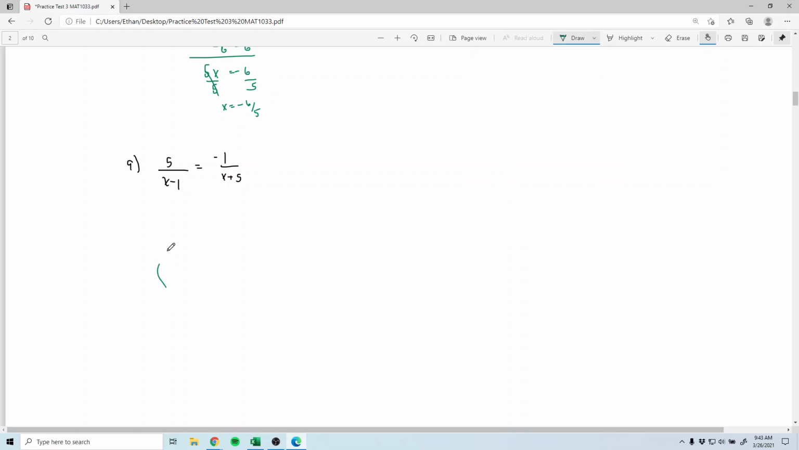Whenever you're in a situation where you have just a single fraction on each side like this, the easiest thing to do is cross multiply. That'll get rid of your denominators. It's kind of like multiplying by the least common denominator here, but you're taking a shortcut. So we got 5 times x plus 5 equals, when we multiply the x plus 5 over to the 5, and then on the right side we got the negative 1, that's multiplying the x minus 1.